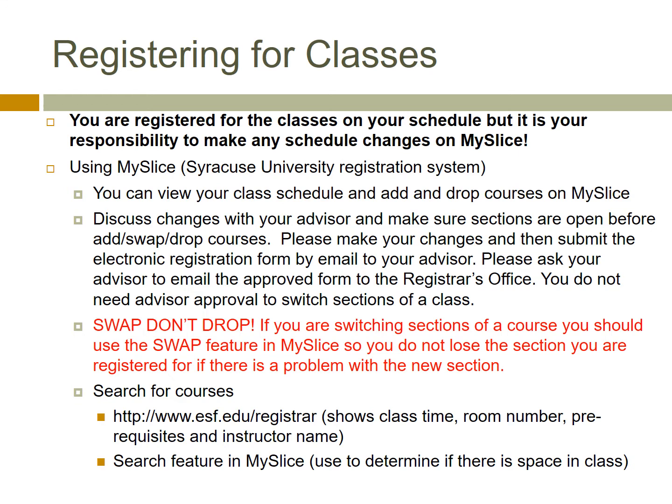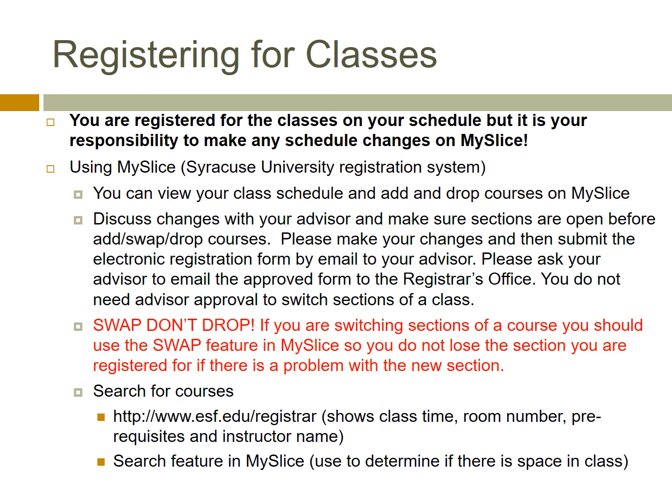You must discuss changes with your advisor, make sure sections are open, and then go to MySlice to make those changes. Please make your changes and then submit the form to your advisor by email. The electronic registration form can then be forwarded by your advisor after approved to the registrar's office. You do not need advisor approval if you're just switching sections of a class.